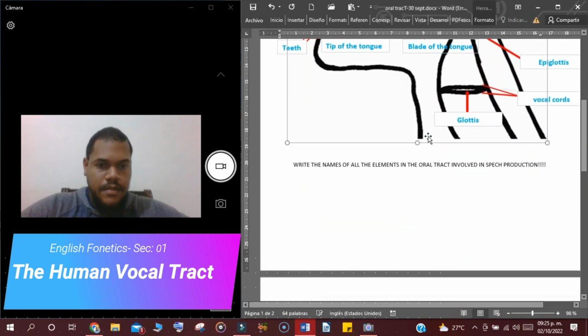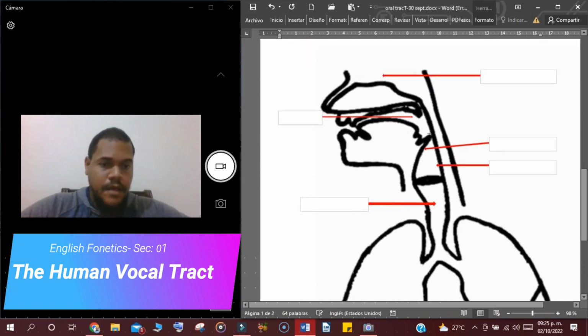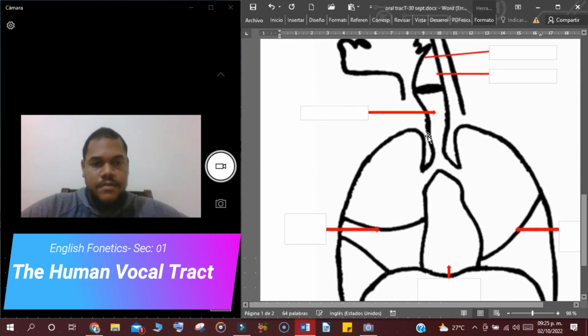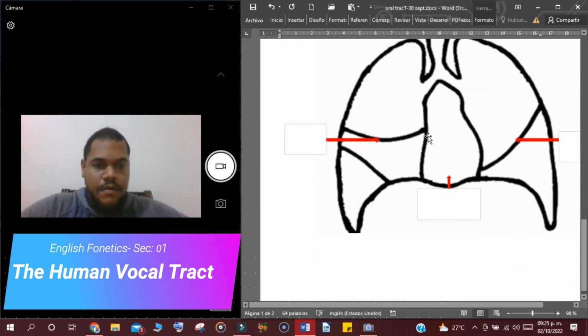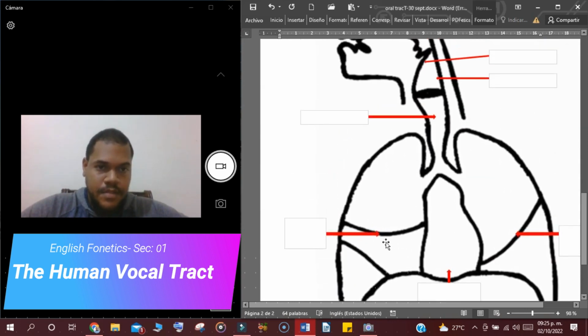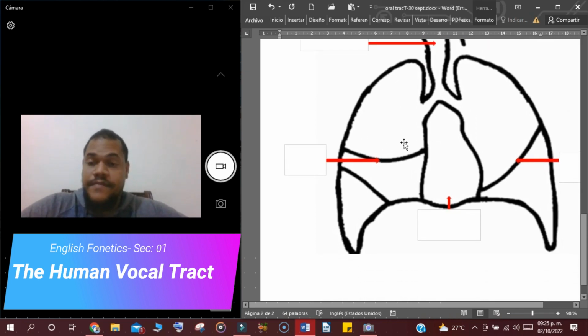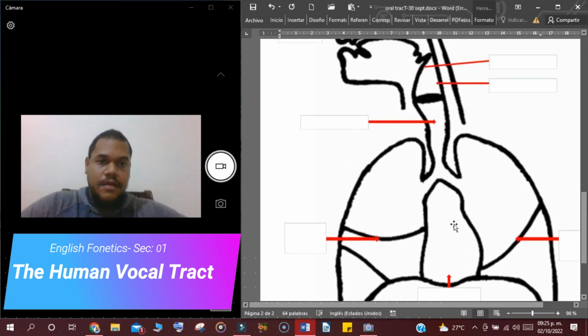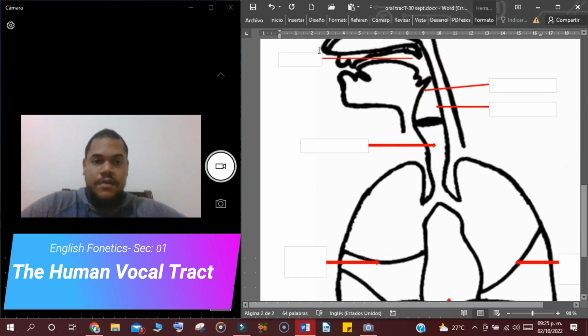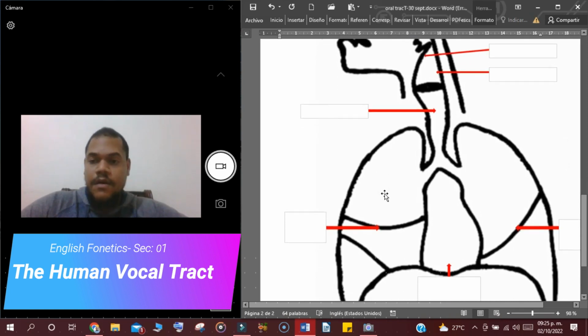The other part, and here we have the major organs of the production of speech. Here, right here, is where the airflow that comes from the lungs to the vocal tract is produced. So this process starts when you breathe. When you breathe, the air comes from your nose through to your lungs.